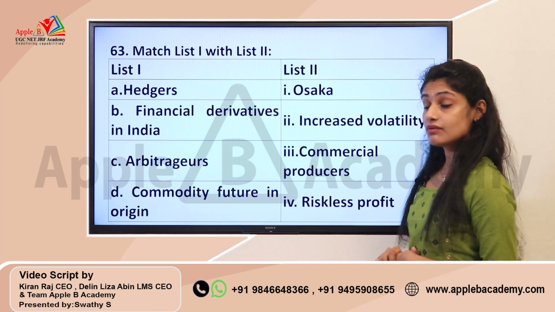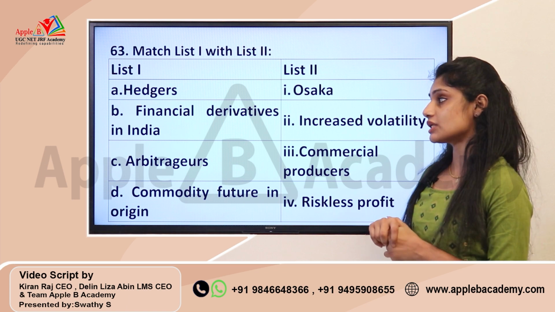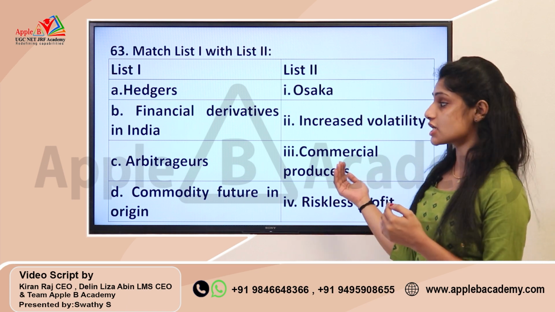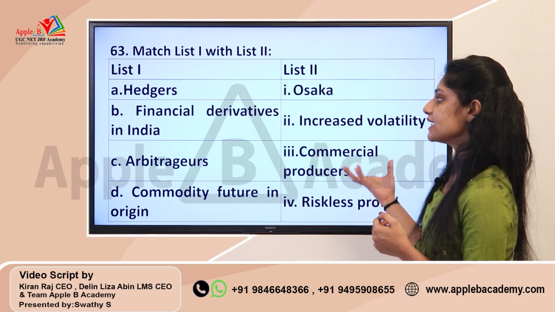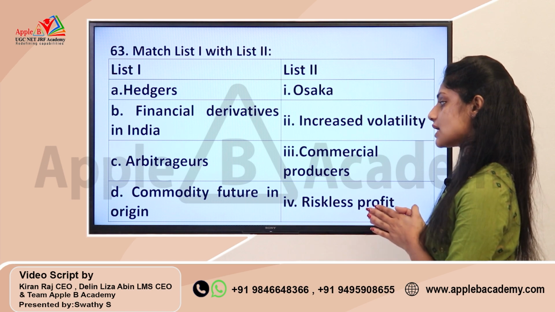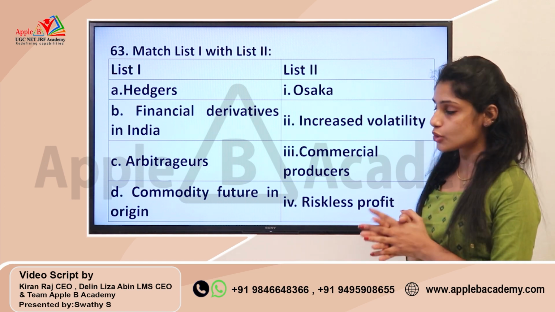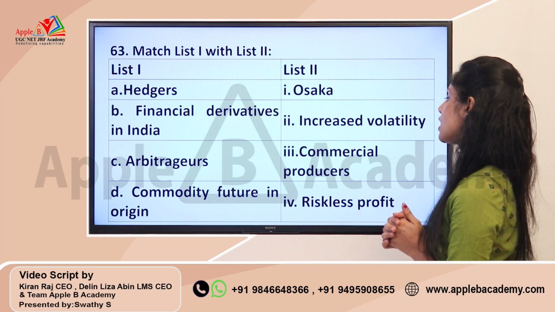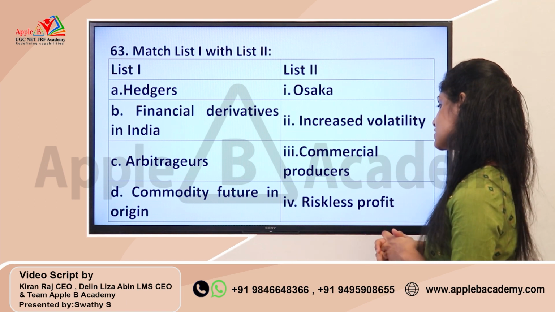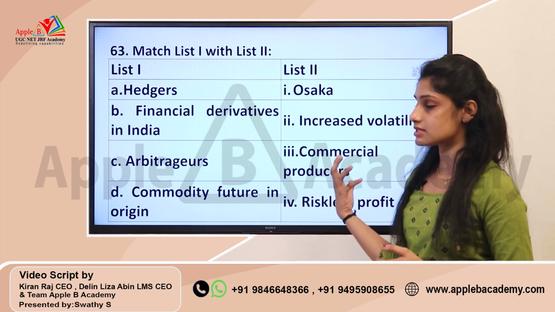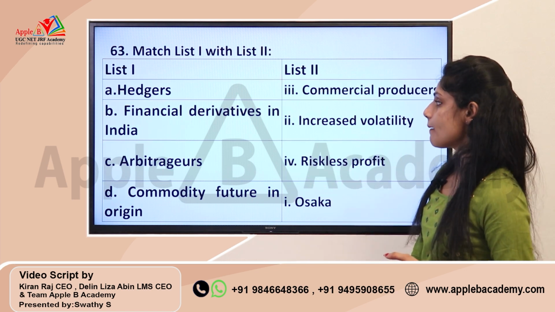Next question. Again we have a match the following question. This is from the area of business finance, and it is dealing with international finance. You have A, hedgers, B, financial derivatives in India, C, arbitrageurs, and D, commodity future in origin. And in list 2, it's about Osaka, increased volatility, commercial producers, and riskless profit. The term connected with list 1 is given in list 2. You need to match them out.